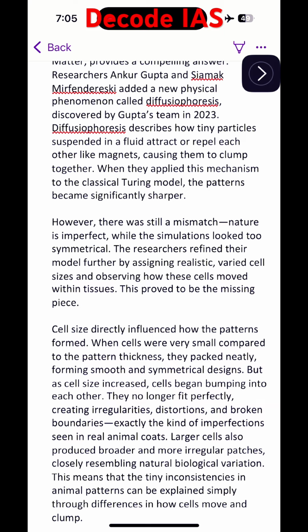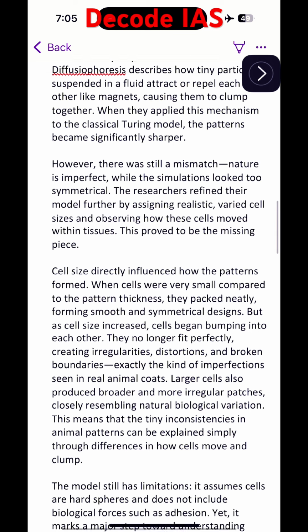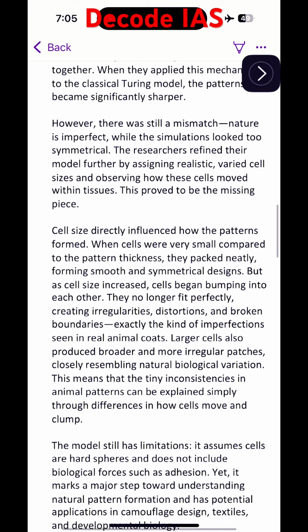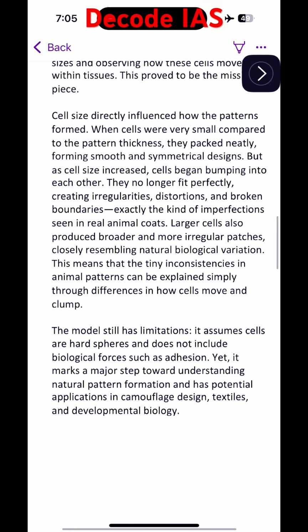However, there was still a mismatch. Nature is imperfect, while the simulations looked too symmetrical. The researchers refined their model further by assigning realistic, varied cell sizes and observing how these cells moved within tissues. This proved to be the missing piece. Cell size directly influenced how the patterns formed.